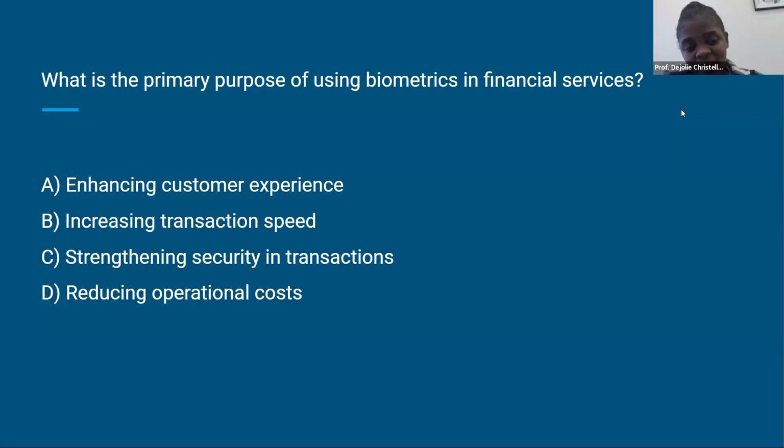Why do you guys think a C? And not A, for example? Because we're talking about cybersecurity, and strengthening security in transactions goes all along with biometrics and dealing with our cybersecurity, essentially. All our internet transactions, whether it be healthcare, financial, or anything, everything's done online. So it's all pertaining to cybersecurity. So that's what we're dealing with.